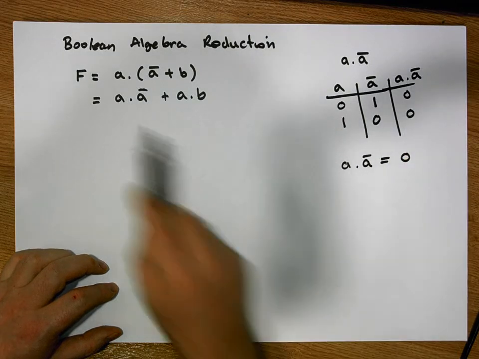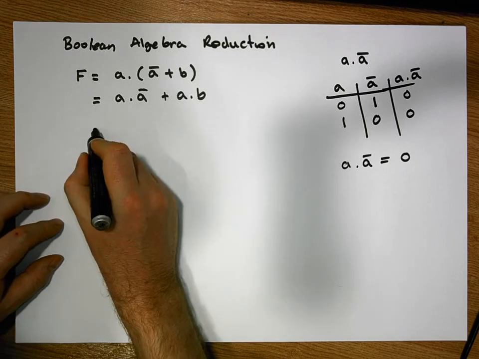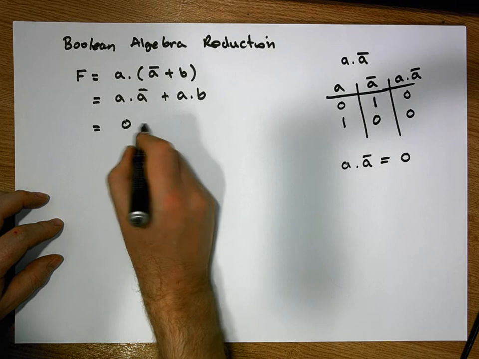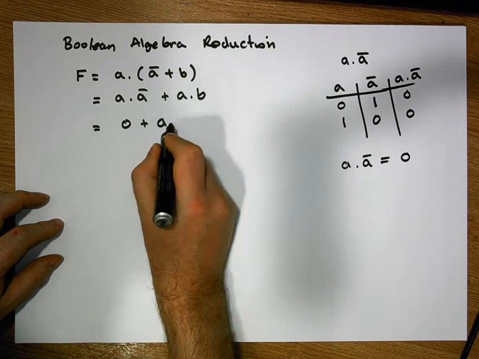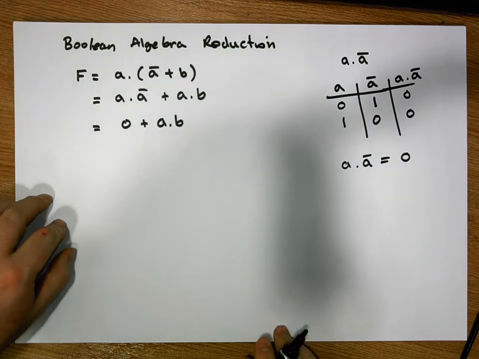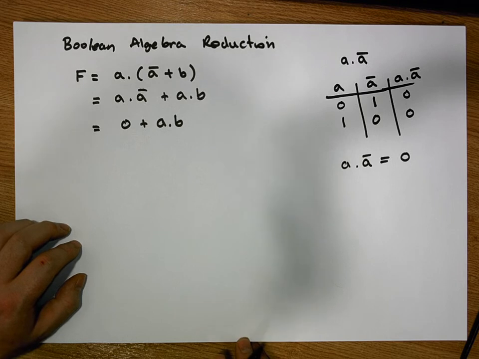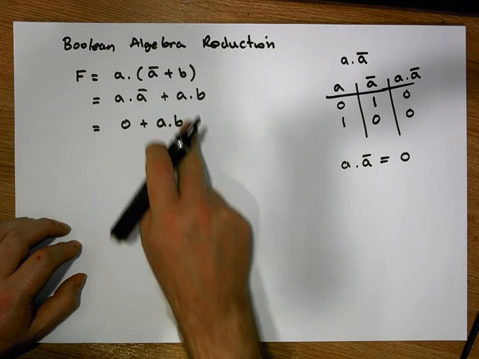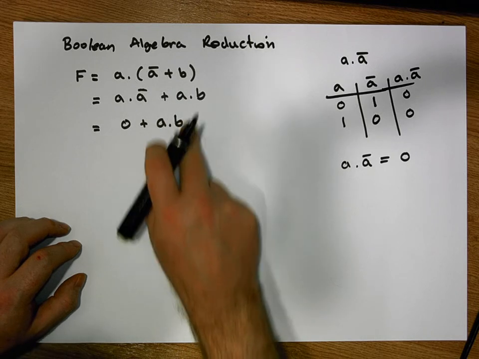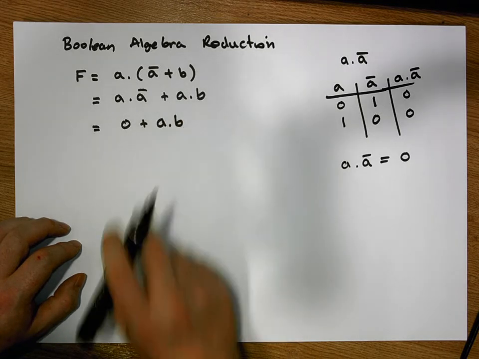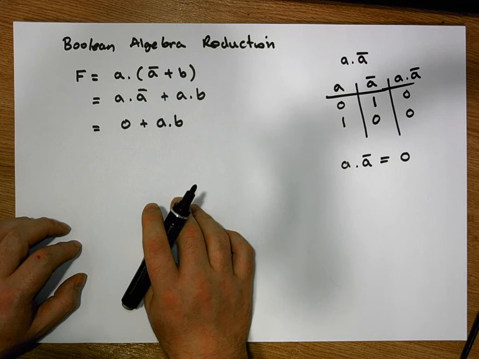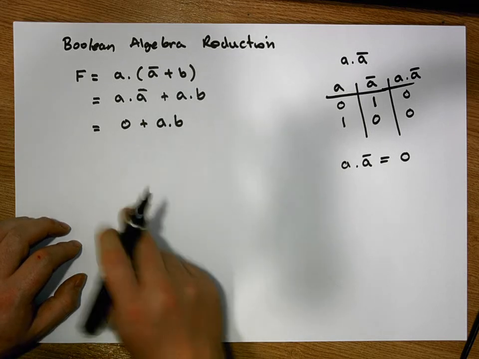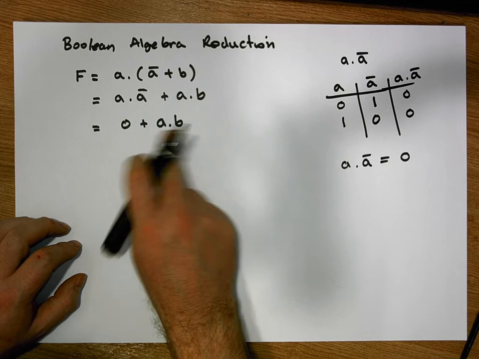This helps us in our reduction. What we end up with is a ANDed with a bar becomes 0, and then that is ORed with a ANDed with b. Let's look at this in a little more detail. When we AND the a with the b, we have an output, so we can consider this as a single term, and the output from this term has to be ORed with a 0. So the question is, what is the output when we OR something with a 0?